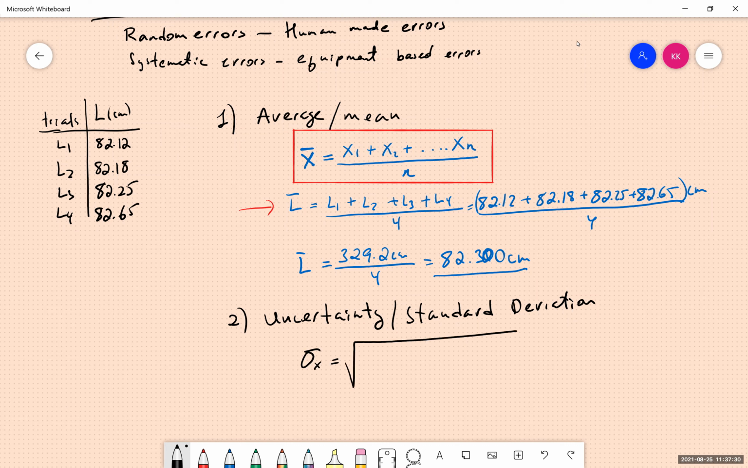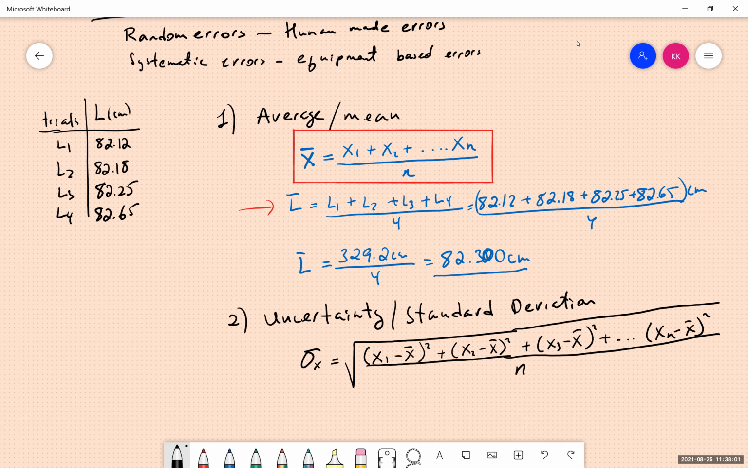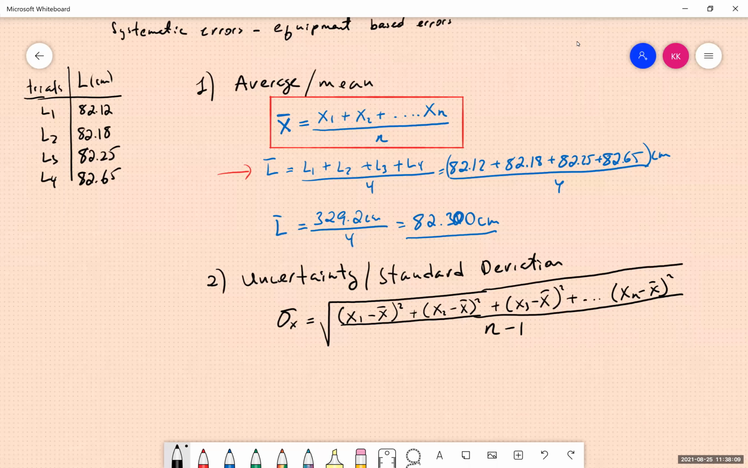It's a square root of, then what you have here is your first measurement, x1, that means your first data point, minus the average, then you square this, plus the second data point minus the average, then you square that, plus the third one minus the average, you square that, plus then that. So your last measurement, nth measurement, minus the average, squared, everything inside the square root, and then this whole thing divided by n minus 1, which is the number of measurements minus 1. So that's the general equation for the standard deviation.